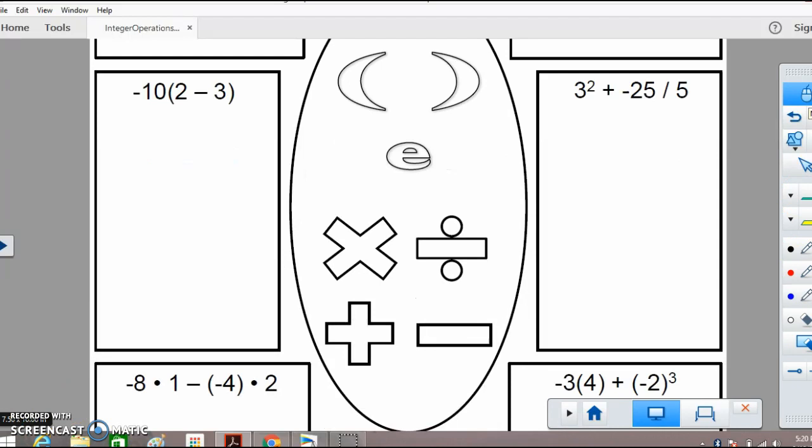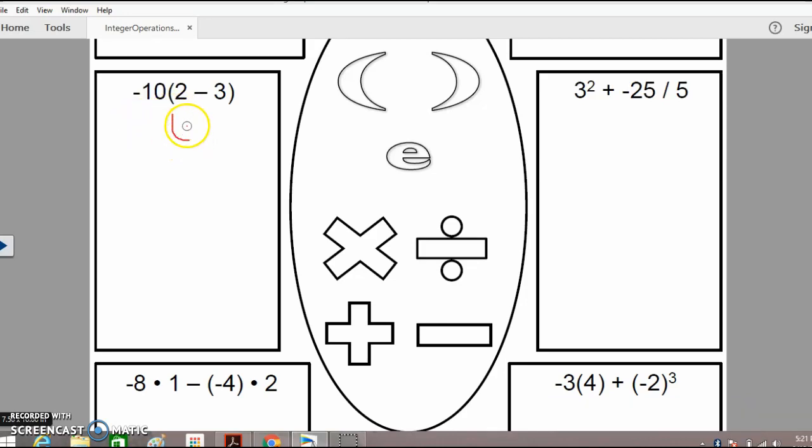Okay, still want to try a couple more problems with you. This is taking longer than I thought it would, so I will try to move quickly. In this problem here, we should see parentheses because that's our first step. So if I evaluate what is in parentheses, I should get 2 minus 3. I start above the 0 and I'm going down past the 0 to -1.